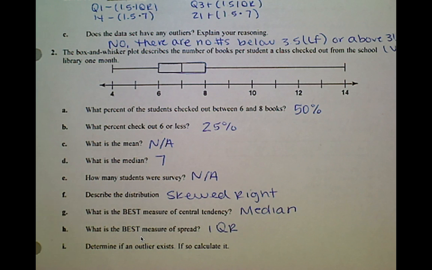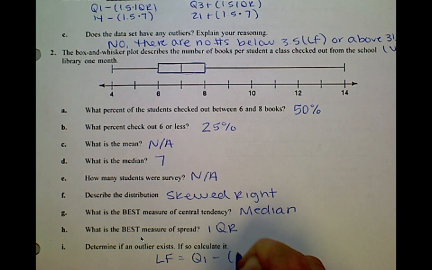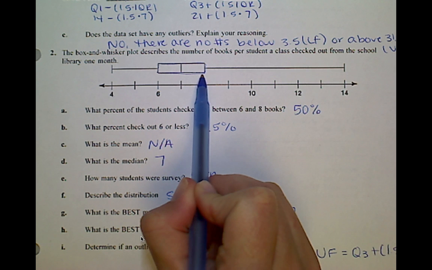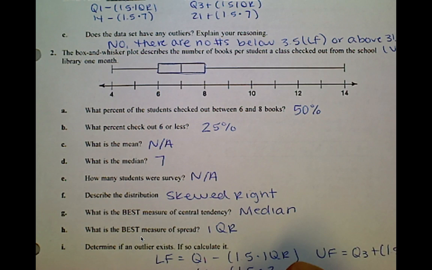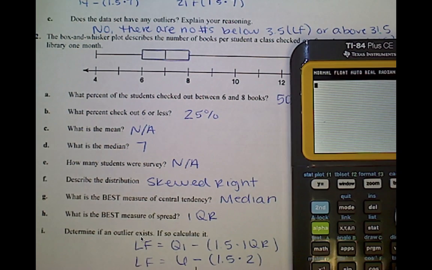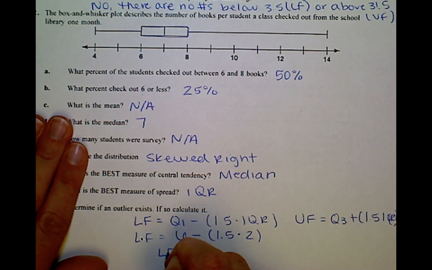Determine if any outliers exist, and if so, calculate it. So remember, we have to calculate the lower fence, which is Q1 minus 1.5 times the IQR. And we have to calculate the upper fence, which is Q3 plus 1.5 times the IQR. Q1 is 6, so the lower fence is 6 minus 1.5 times the IQR, which is Q3 minus Q1, so 8 minus 6 is 2. When I type all that in my calculator, 6 minus 1.5 times 2 gives me a positive 3. So the lower fence is equal to 3.